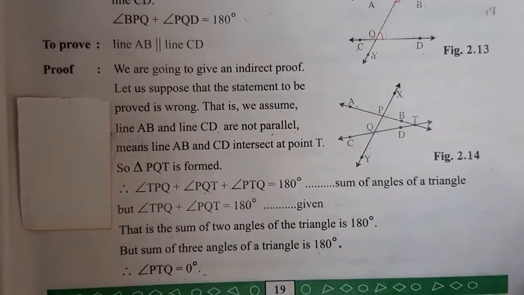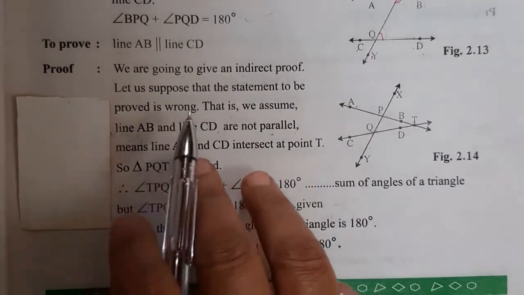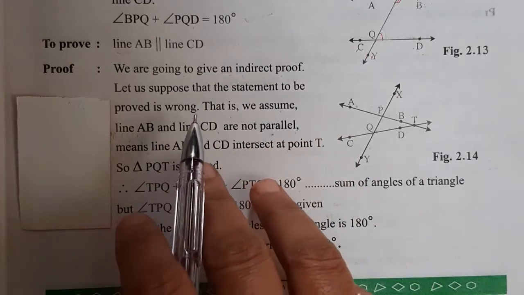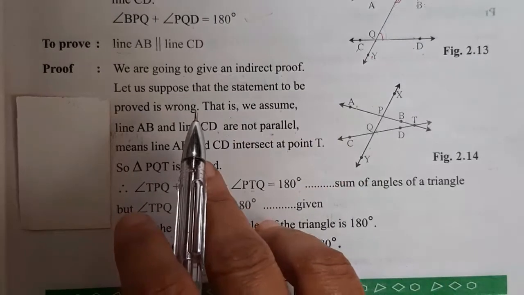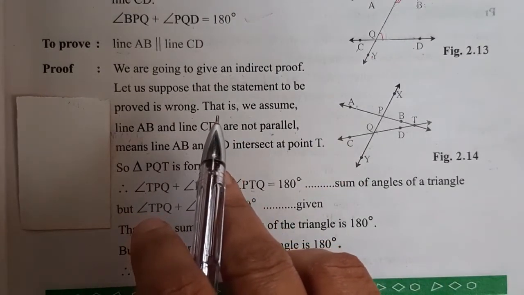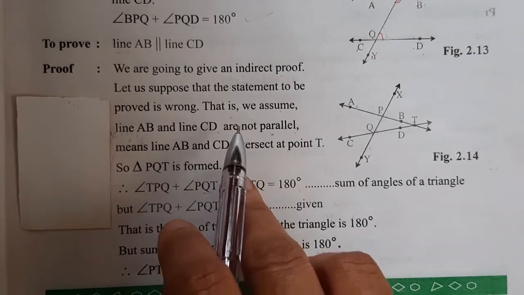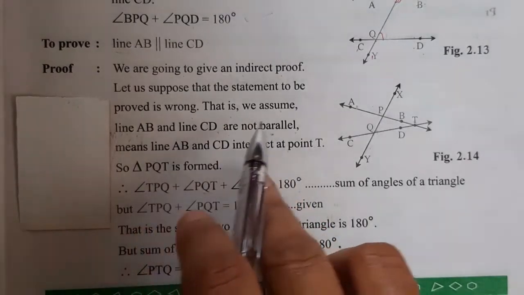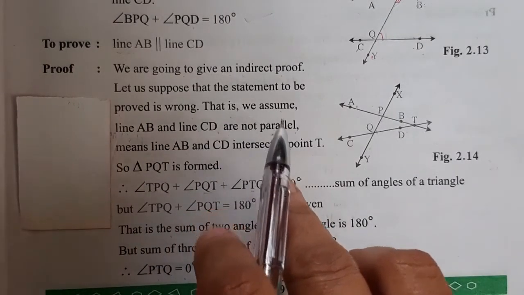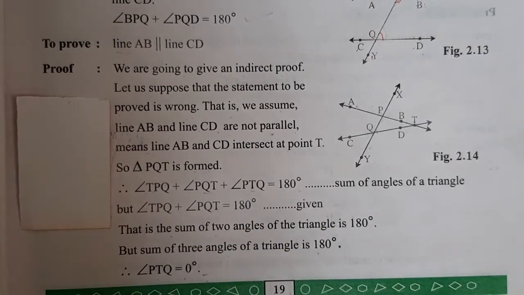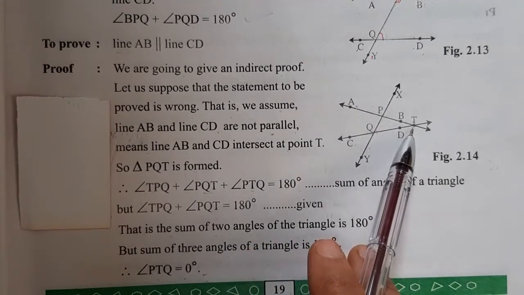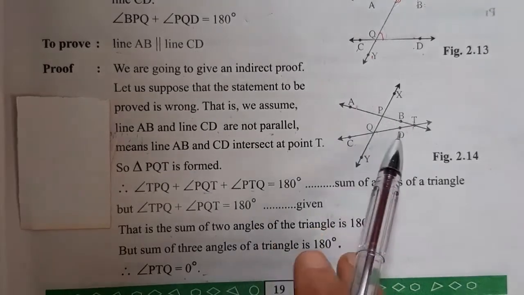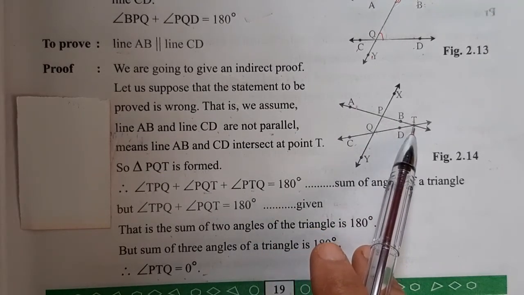Here we have to use the indirect proof. It is mentioned that let us suppose the statement to be proved is wrong. That means we consider that these lines are not parallel, that is, we assume line AB and CD are not parallel. What we have to prove is that these lines are parallel, but we assume they are not. If the lines are not parallel, obviously they intersect each other. So line AB and line CD intersect each other at point T.